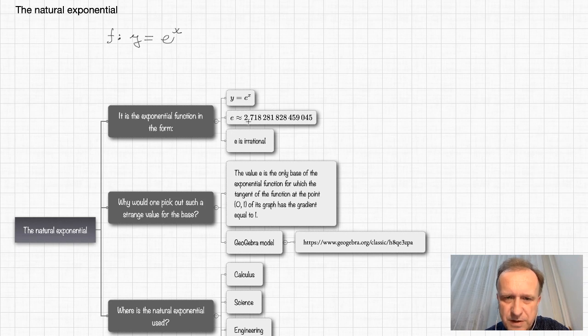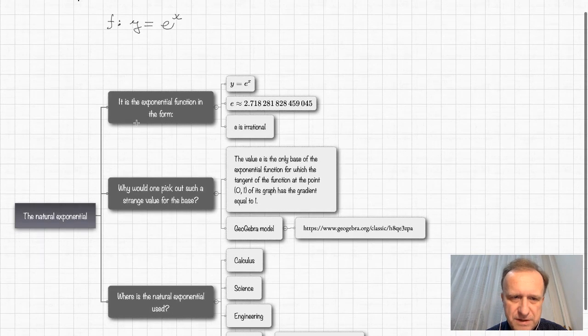It's not a fraction. The decimal expansion of the number doesn't recur. It doesn't repeat itself. It looks random, of course, and therefore this number is irrational. So why did we choose the number e in such a way? This is exactly what's written in this mind map: the definition of this exponential function, and why one would pick out such a strange value for the base. And here we have the answer.